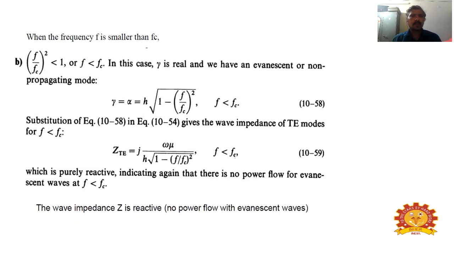And now, when the frequency f is smaller than fc, that is, (f by fc) whole squared is less than 1, or f being less than fc, in this case gamma is real, and we have an evanescent or non-propagating mode. That is, gamma is equal to alpha, which is equal to h into root of 1 minus (f by fc) whole squared when f is less than fc. So here, after a substitution of various equations, we get the wave impedance of TE modes for f being less than fc.